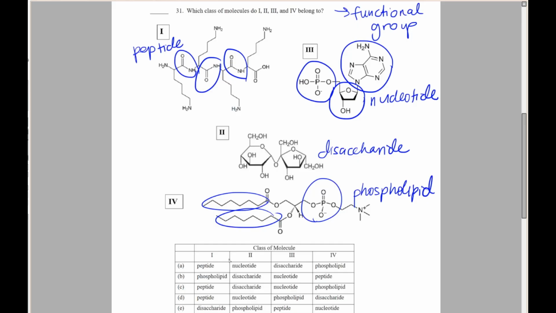So 1 is a peptide, so it can't be B or E. 2 is a disaccharide, so it's not D. 3 is a nucleotide, so it has to be C. So our answer for question 31 is C.